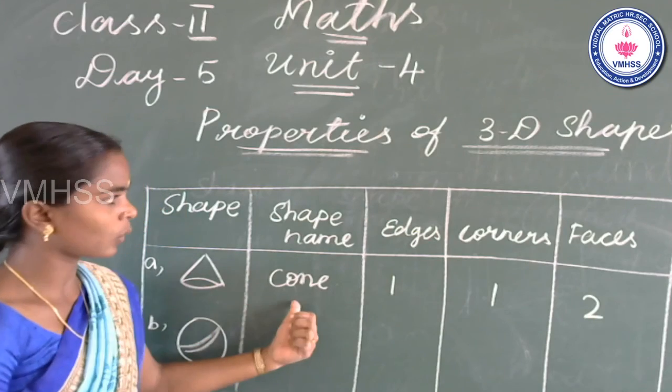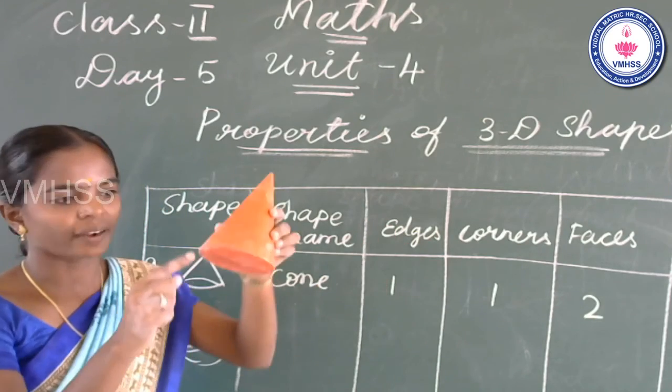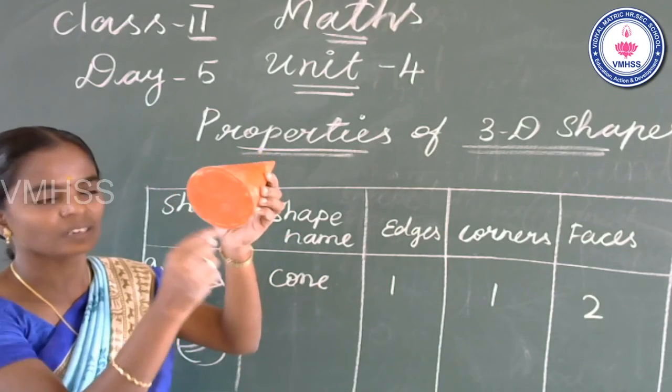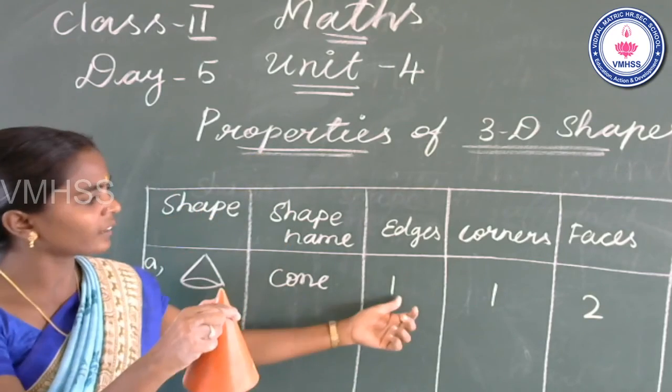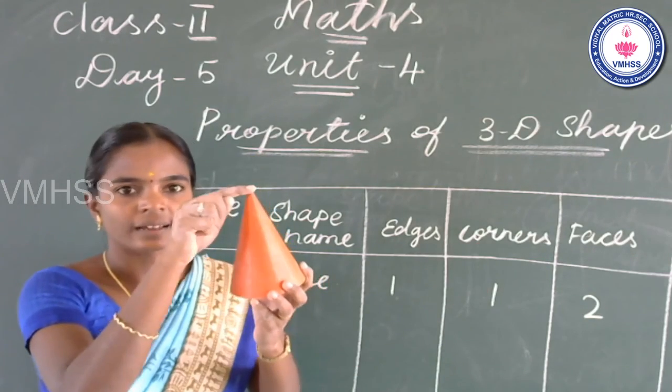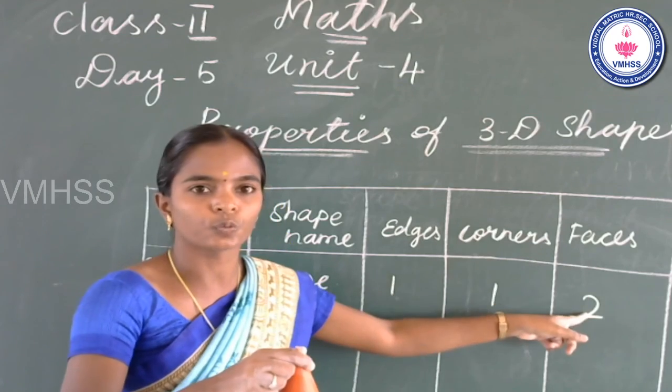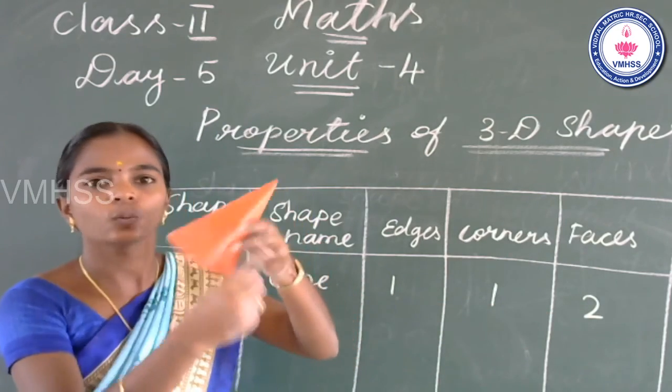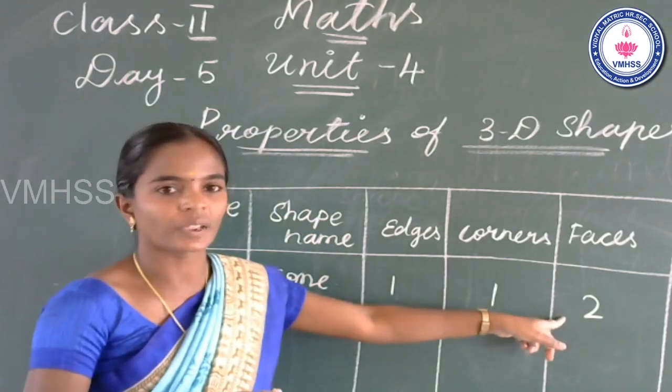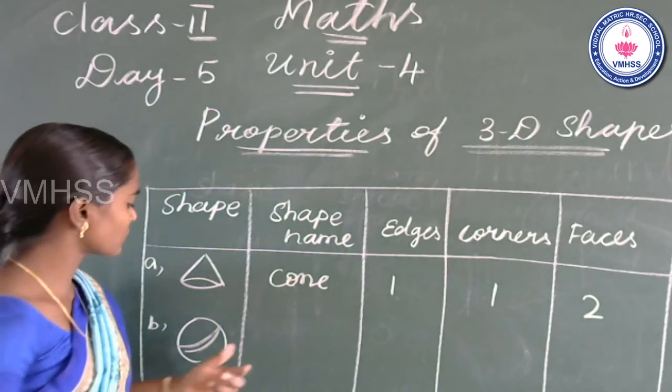So shape name cone, edges 1. This edge is the sharp line edge. So 1 edge, 1 corner. Next faces, two faces: one flat face and one curved face. So two faces. Children, see the next one.